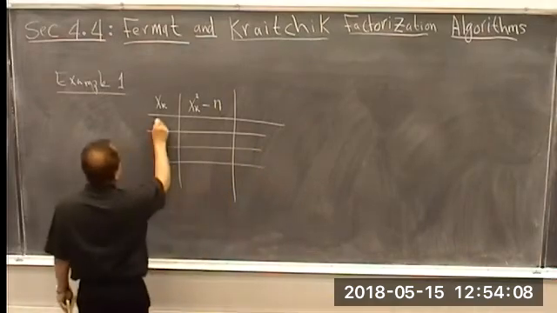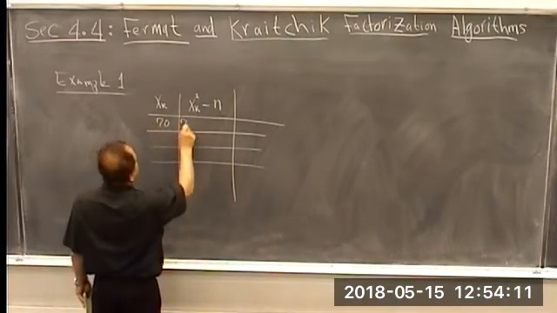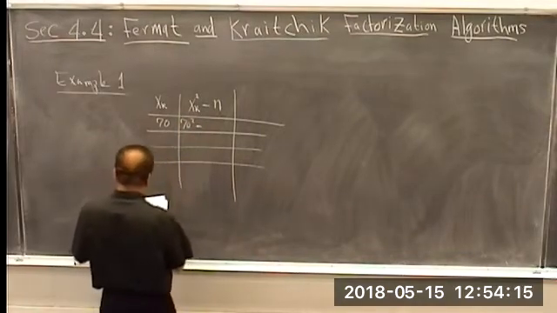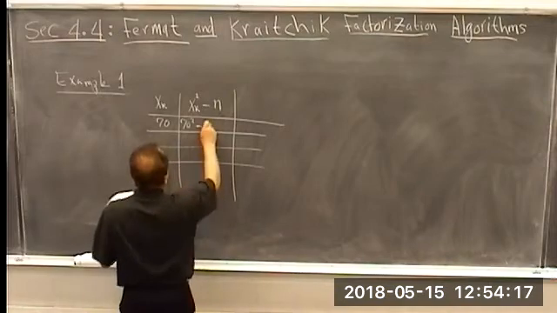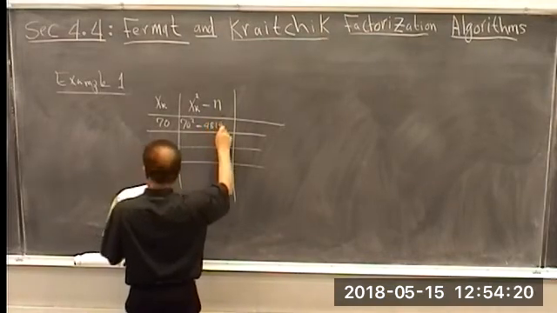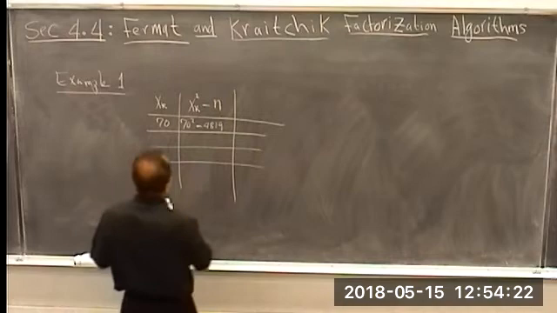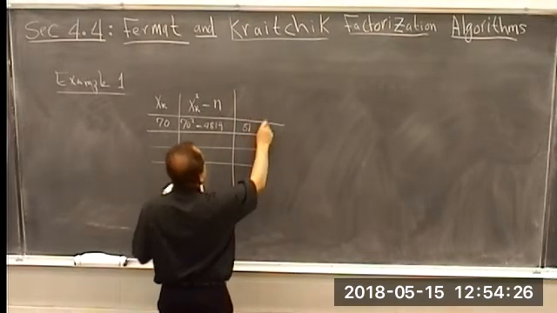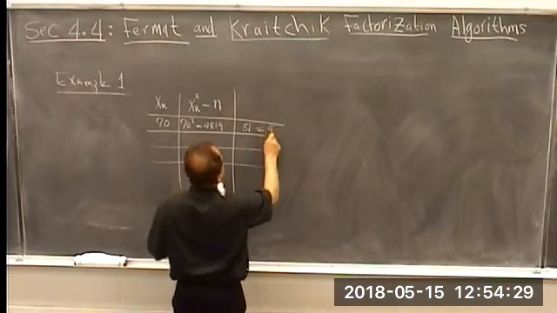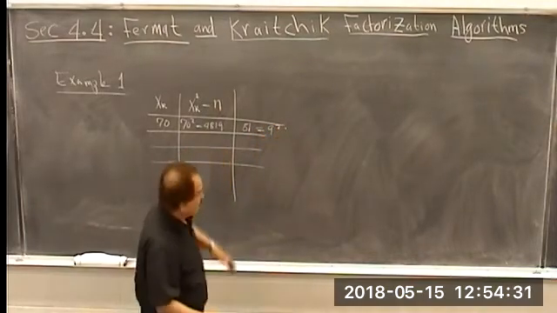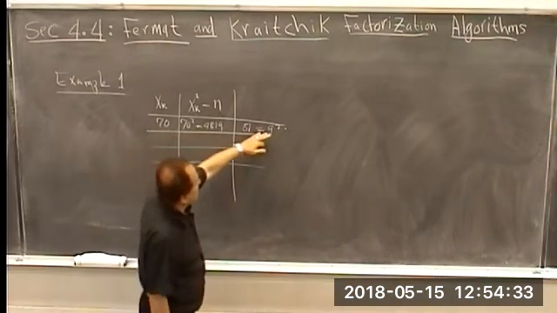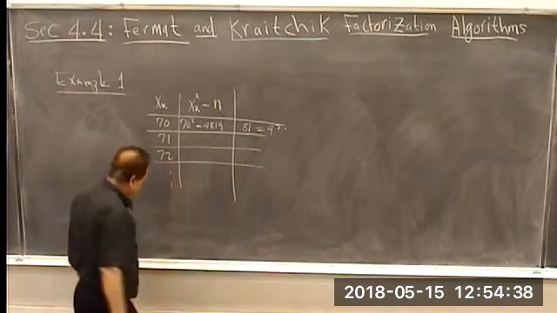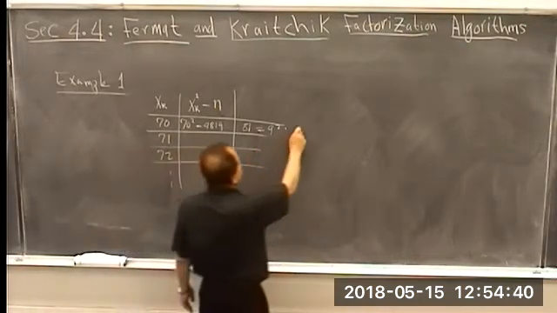So we start with 70. This is 70 squared minus the number itself, 4,819. And this happens to be 81. This is a square, so this is 9 squared. Now we are done. Otherwise, if it's not a square, we go to 71, 72, and so on. So we're lucky this time.